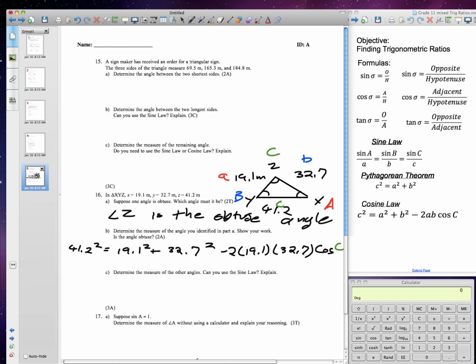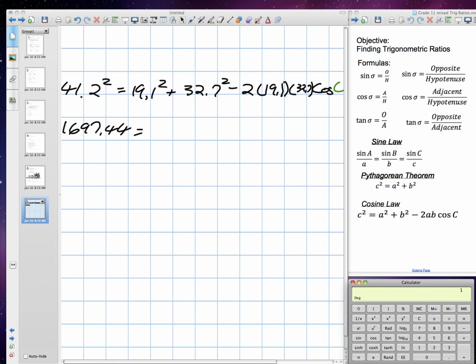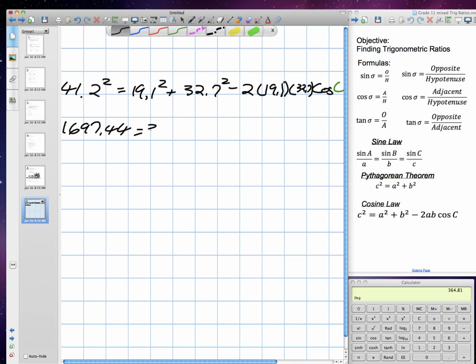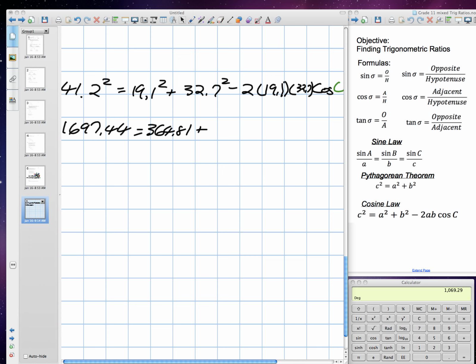So what we're going to do is work out and evaluate all of our exponents to start. So 41.2 squared gives us, okay? Then we're going to look for 19.1 squared. So 19.1 squared, 364.81. 364.81 plus 32.7 squared. 32.7 squared is 1,069.29. Okay. We run out of room here, so I'm going to hide that. There we go.